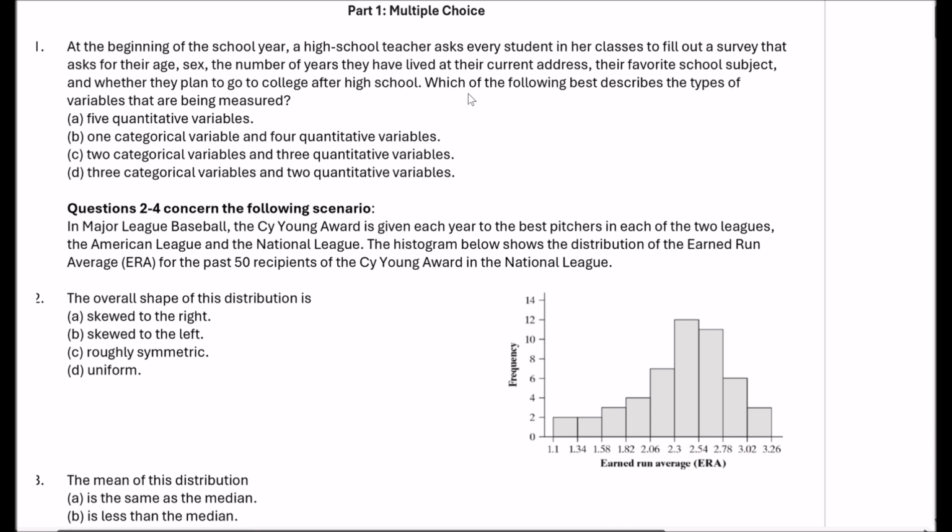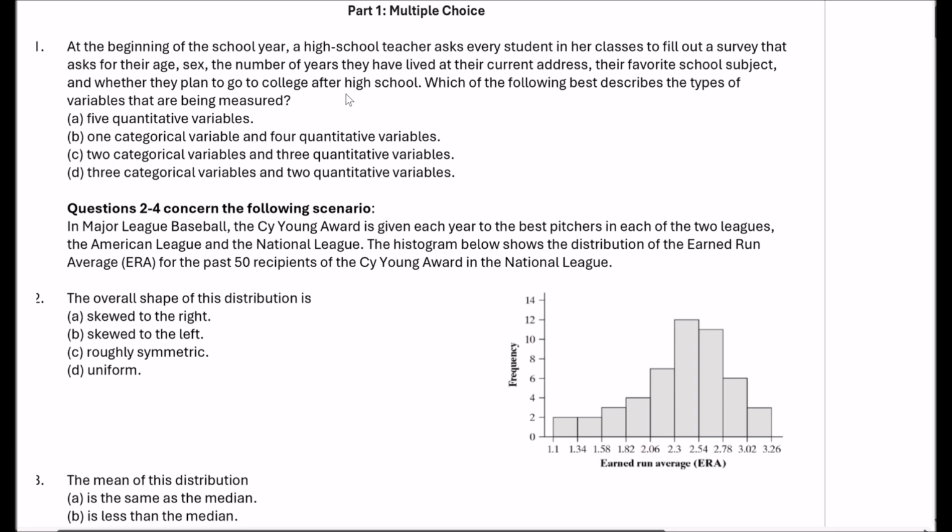We're going to go over one of the versions of the test, so I do hope that you find this useful. Looking at the first question: at the beginning of the school year, a high school teacher asked every student in her class to fill out a survey to ask for their age, sex, the number of years they have lived at their current address, their favorite school subject, and whether they plan to go to college after high school. Which of the following best describes the types of variables that are being measured?